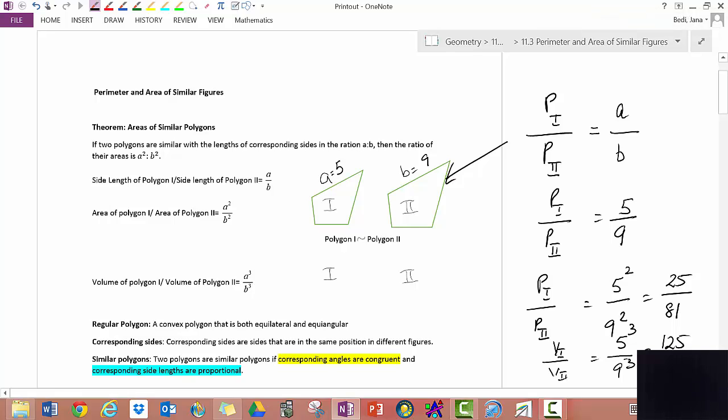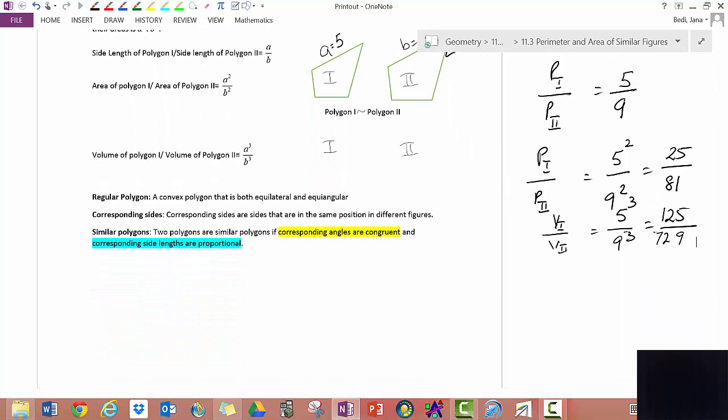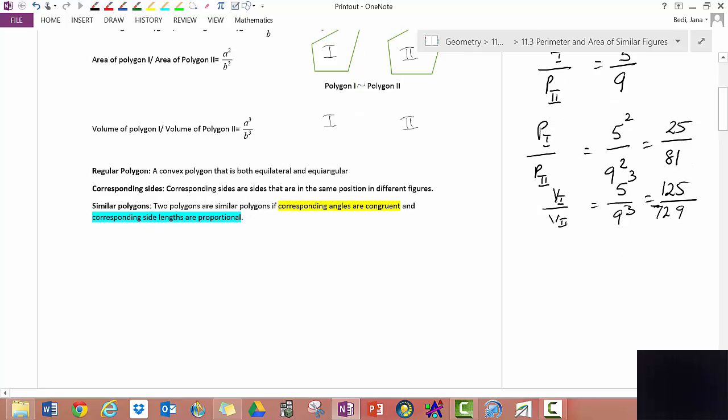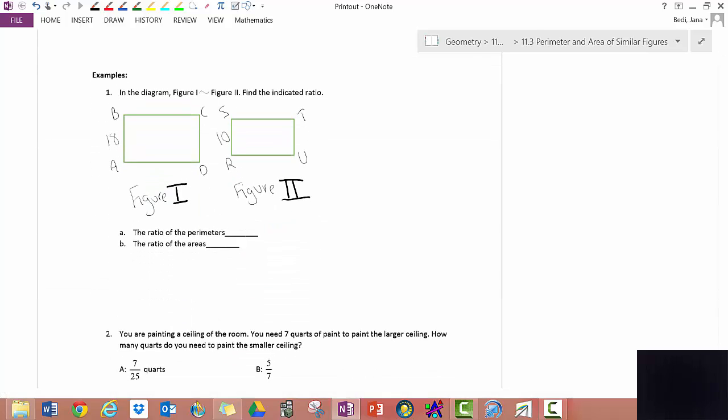Corresponding sides are sides that are in the same position in different figures, and we've addressed that in great depth when we've talked about similar figures. Okay, so the concept is fairly simple, and over here you're just going to figure it out.